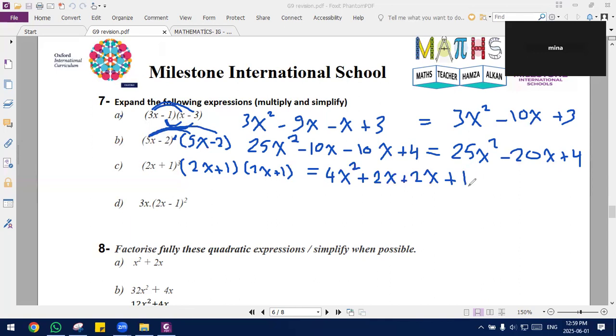Okay. And remember, here we only multiply two brackets, right? These two. Now we need to do what? We need to simplify it. How do I simplify here? 4x squared, plus 2x plus 2x, which is 4x. Plus 1. Now this answer that I get, okay, I will put it in a bracket.